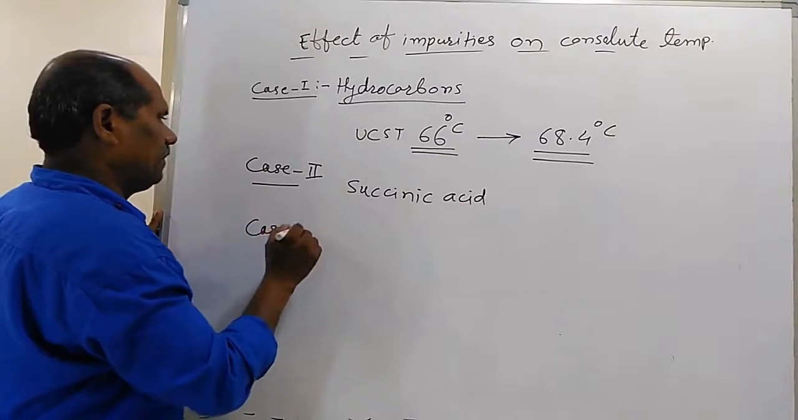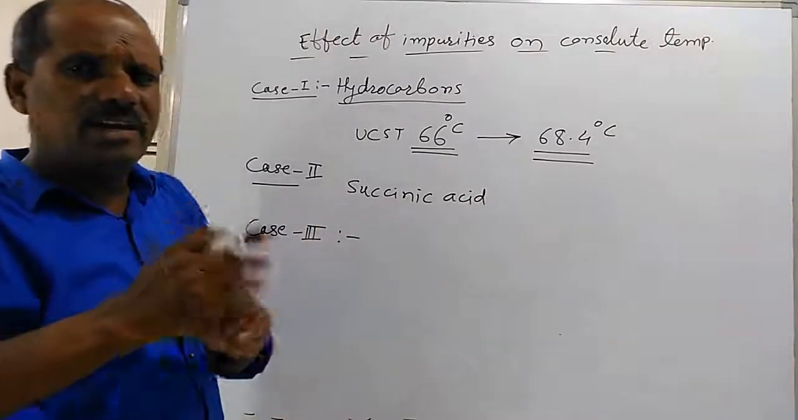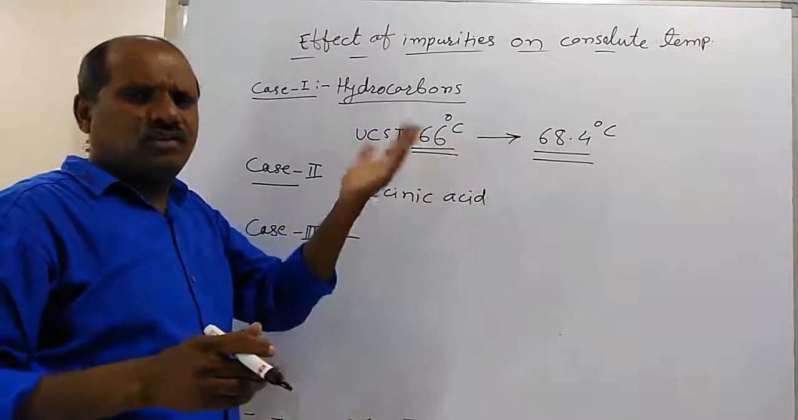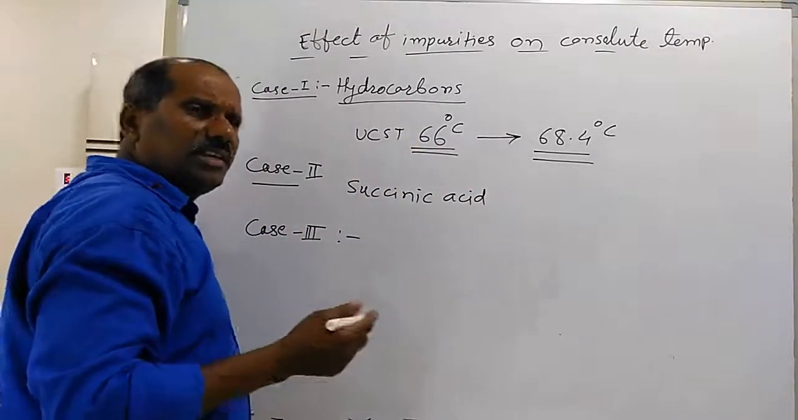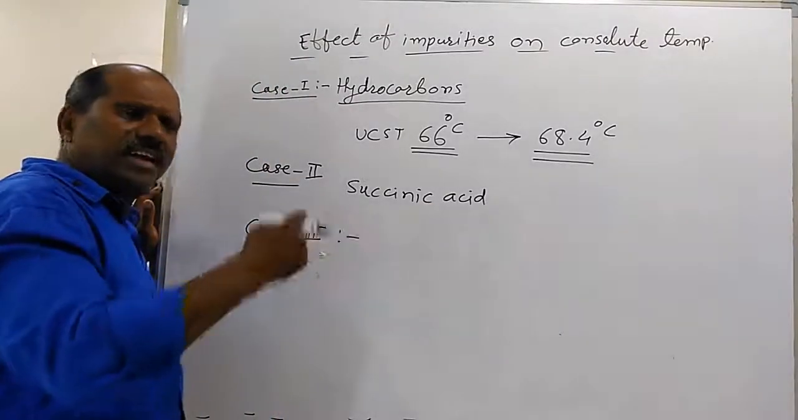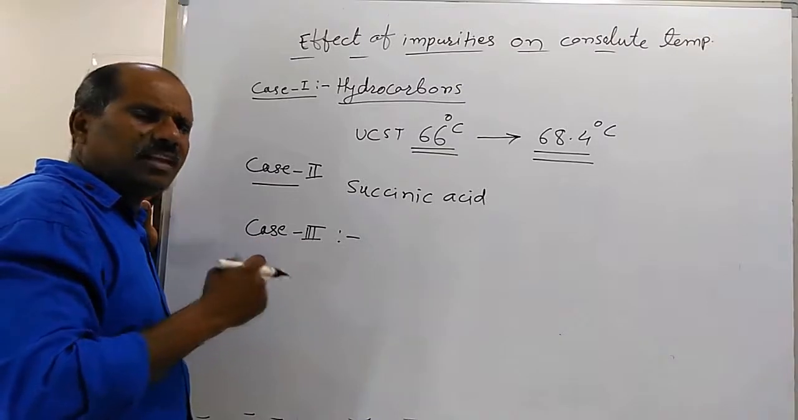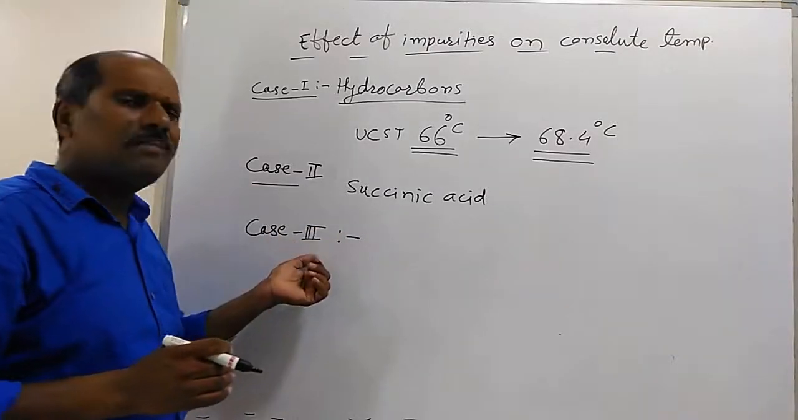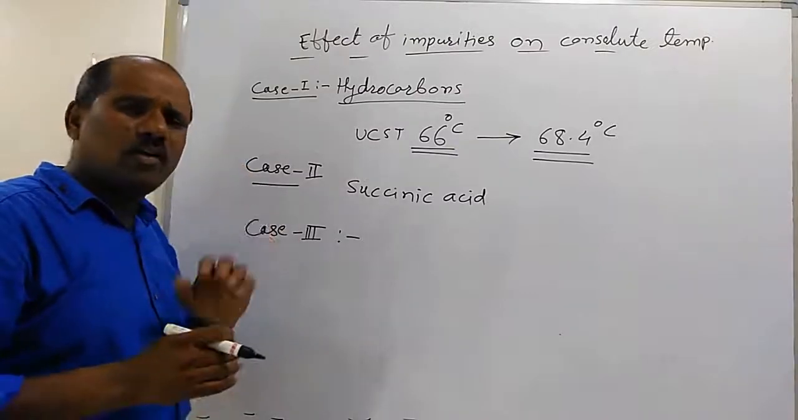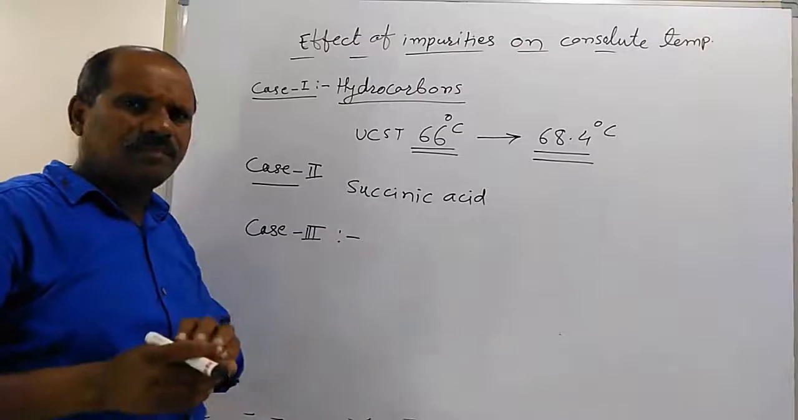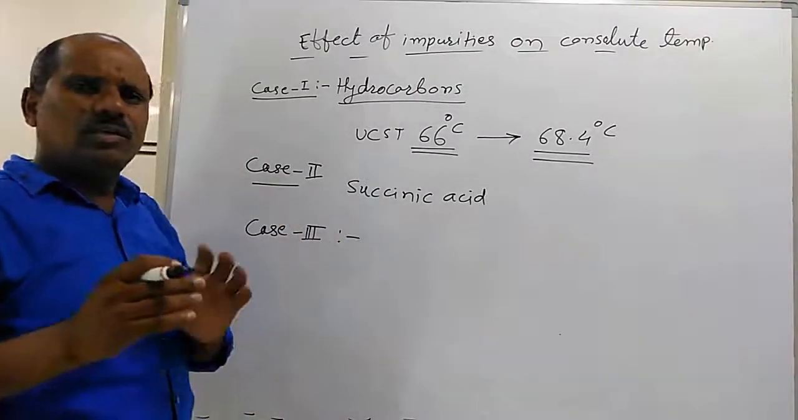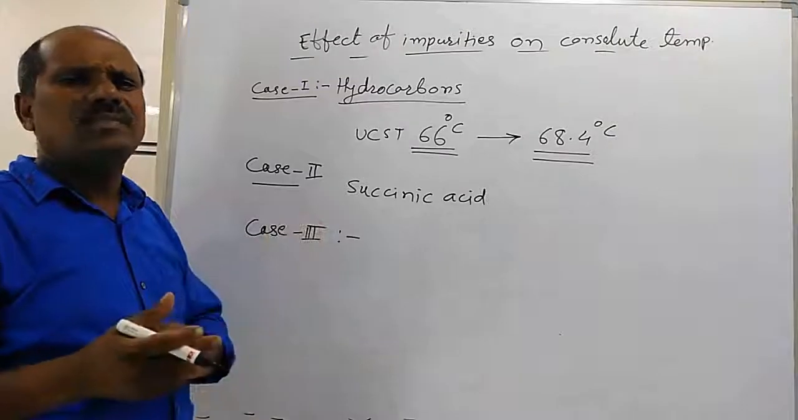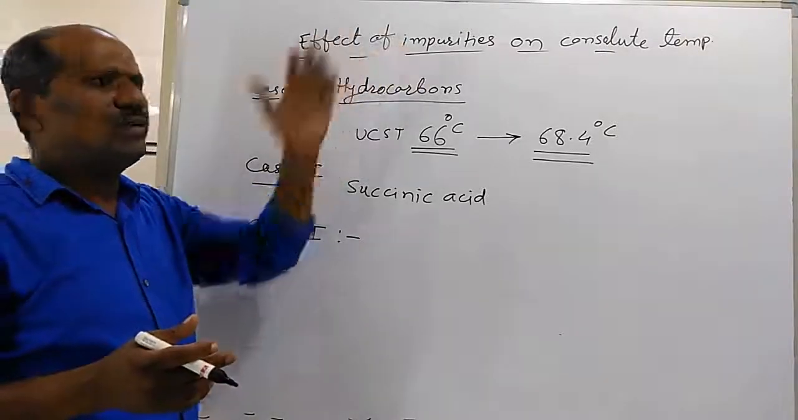Case third, salts are soluble in water, and due to that reason the consolute temperature is raised. But lithium iodide is a salt. Whenever it is added in the aniline water system, then what happens? The consolute temperature goes on decreasing. Lithium iodide shows ionic bonding as well as covalent bonding in it. At the same time, lithium iodide is soluble in both the liquids, that is aniline and water, and due to that reason it shows a decrease in consolute temperature.